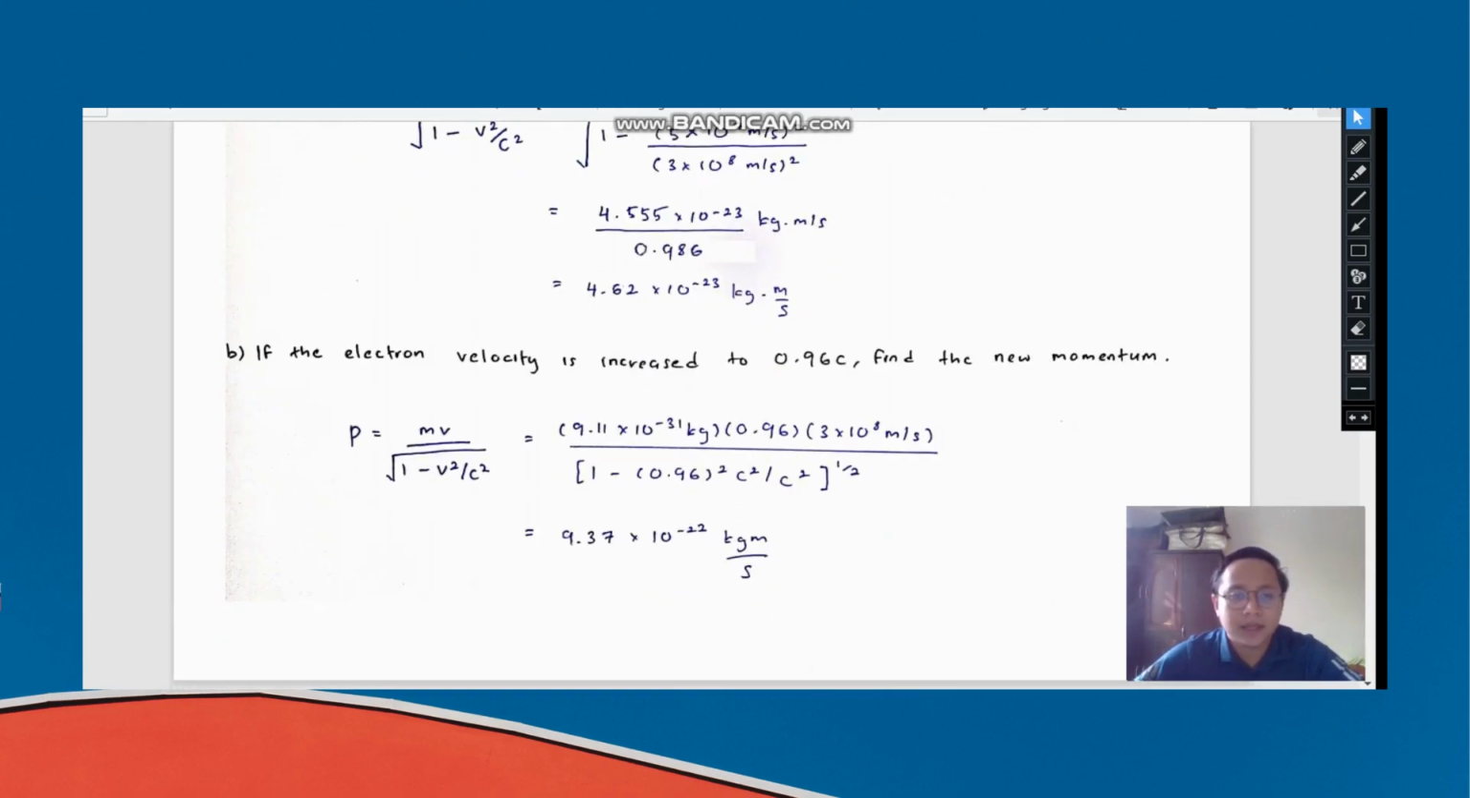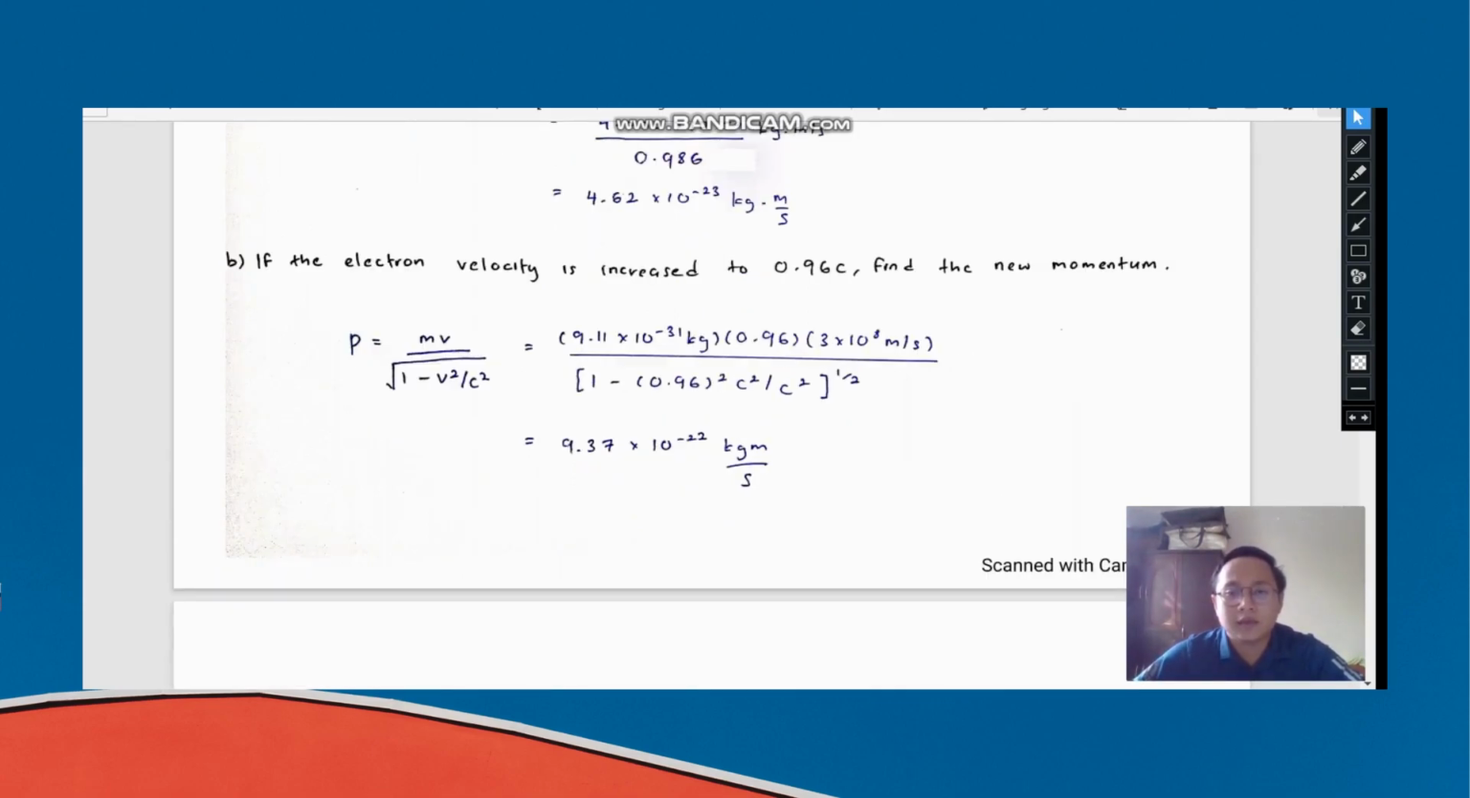Next, if the electron velocity is increased to 0.96 of the speed of light, find the new momentum. Again, we use the relativistic momentum equation because the velocity is very high. So we substitute the velocity value and get the new momentum, which is 9.37 times 10 to the power negative 22 kilogram meters per second.